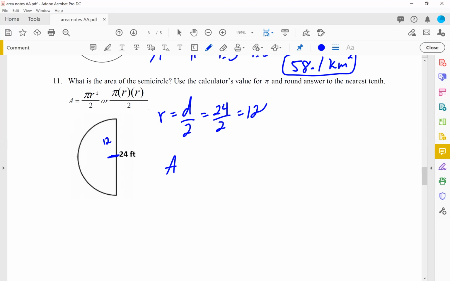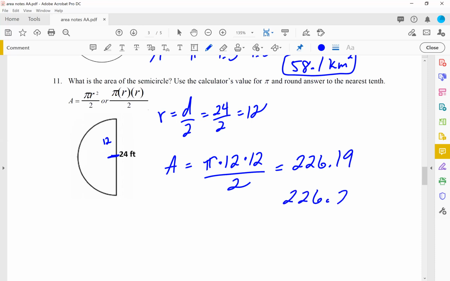And now the area of a semicircle. It's pi times 12 times 12 divided by 2, because we only want half the area. Just type that in the calculator, and we're going to round to the nearest tenth. We get 226.19. So it's going to be 226.2 feet squared.